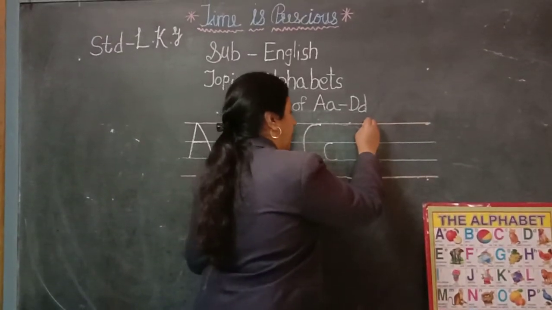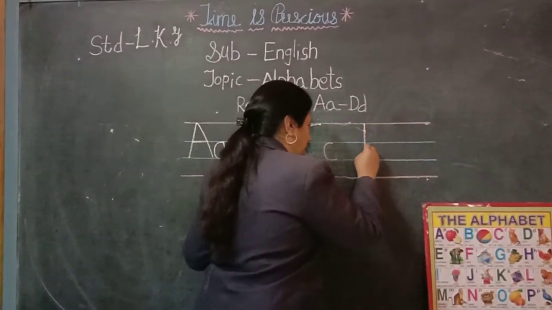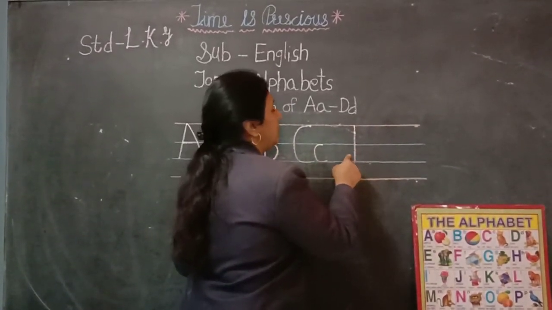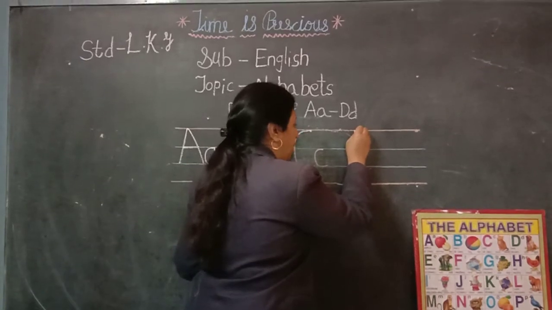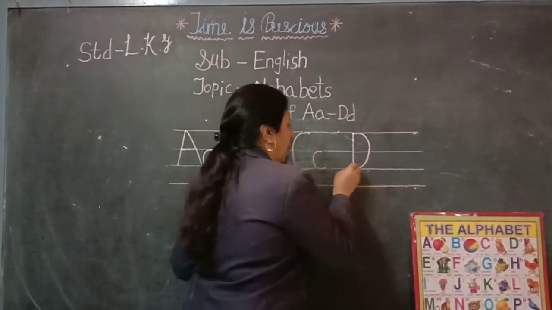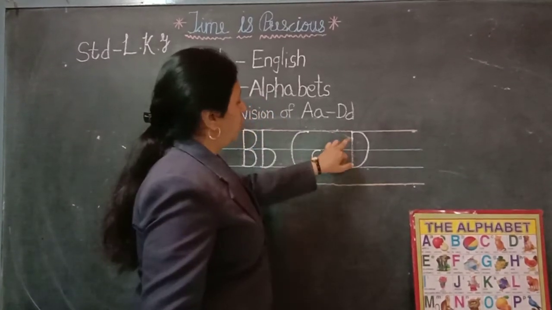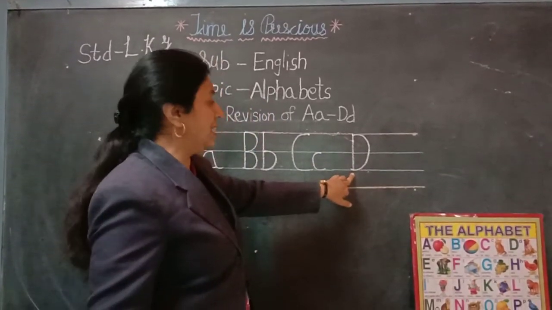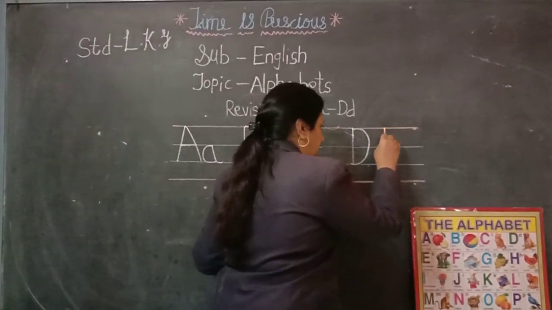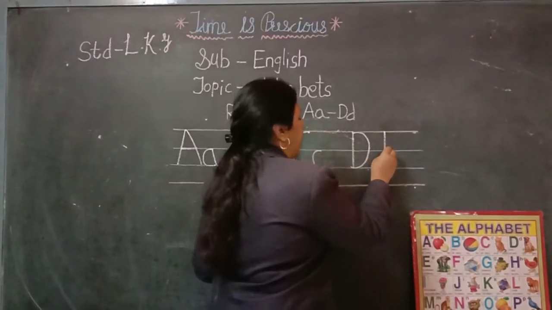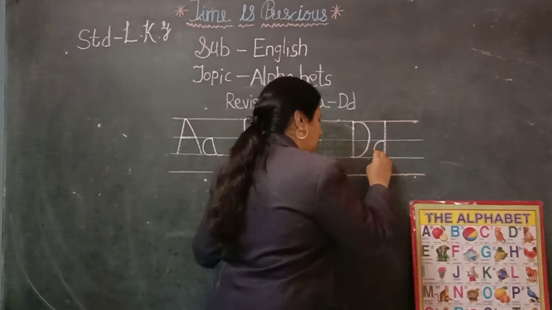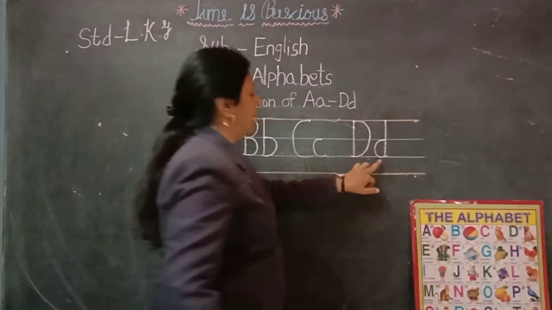Now look here. Capital D from the red line to the second blue line. A standing line. Which line is this? Standing line. And make a big curve from the red line to the second blue line. Which letter is this? Capital D. And here a standing line and a small curve, a right side curve. This is small d.